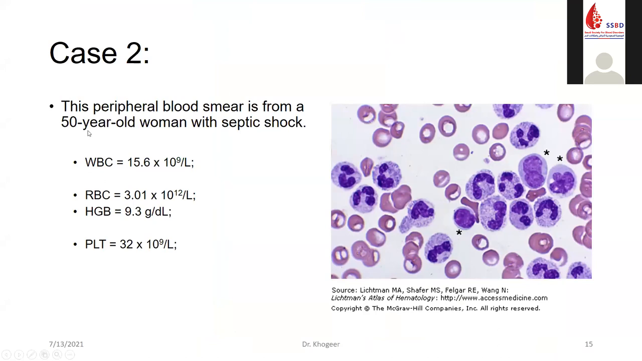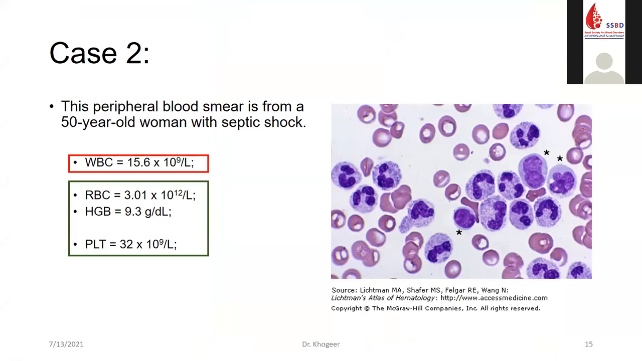Case two. This peripheral blood smear is from a 50-year-old woman with septic shock. Her laboratory data shows white blood cells 15.6, and low red blood cells, low hemoglobin, and also low platelets. Before going into detail, I just want you to recognize the abnormal findings just by looking at the CBC and peripheral blood morphology. Based on the CBC result and peripheral blood smear, the patient has abnormal counts, as we said, a high white blood cell count and low hemoglobin and platelets, along with some morphological changes in the neutrophils.